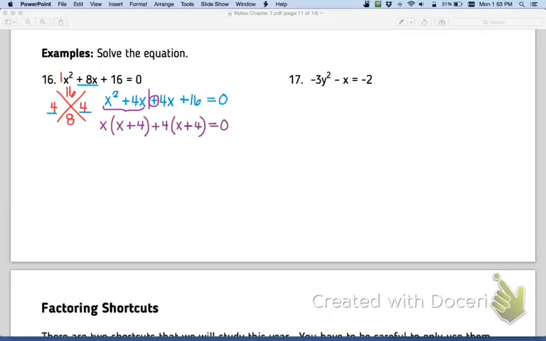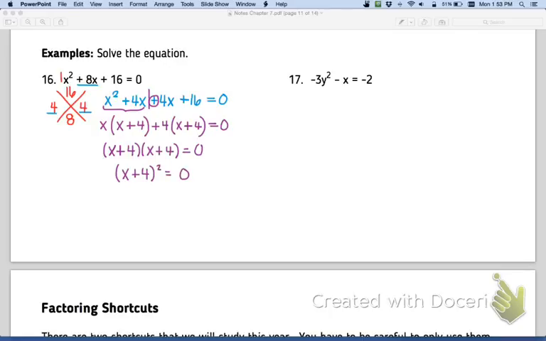So what do they have in common? X plus 4. And what do they have left over? X plus 4. So we end up with a repeated factor, which is okay. What would be an even more condensed way that I could write this? Squared. Yeah, I could put it as squared. This is x plus 4 squared equals 0.